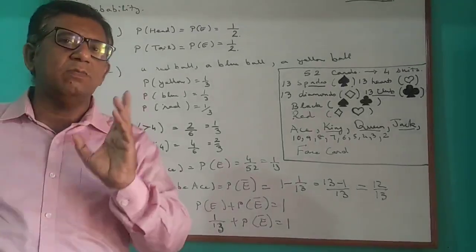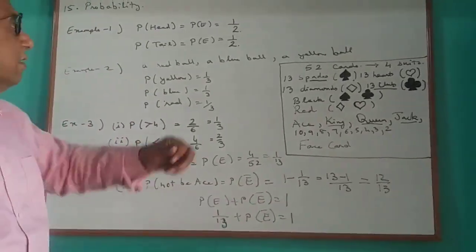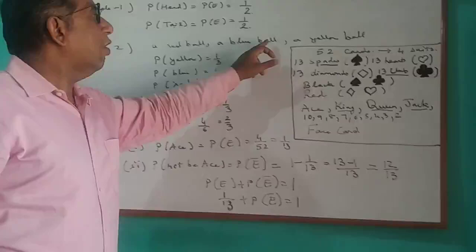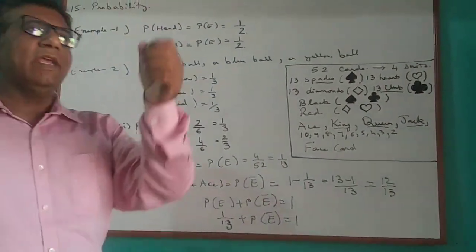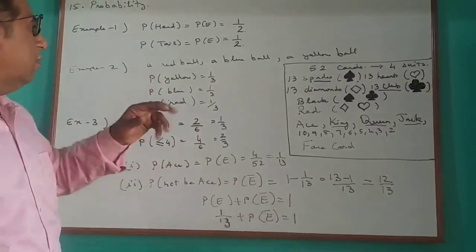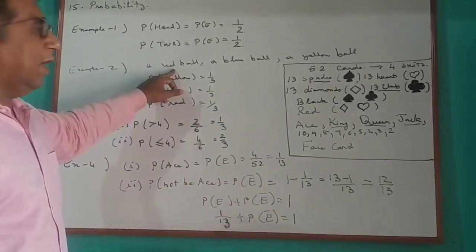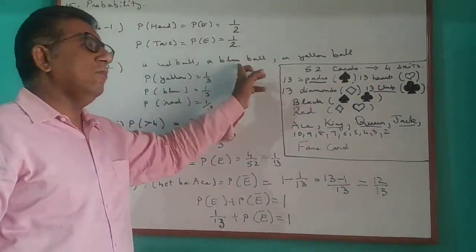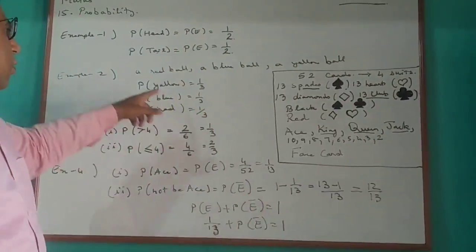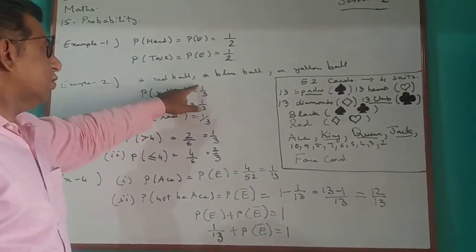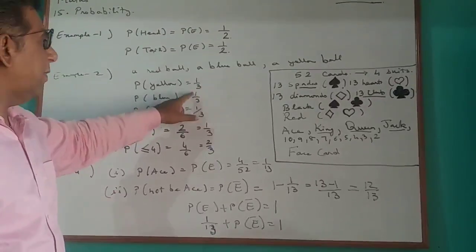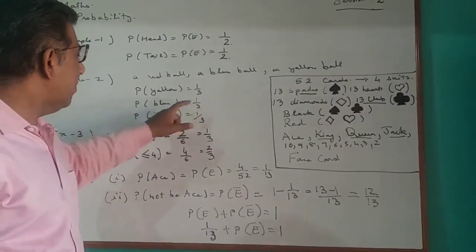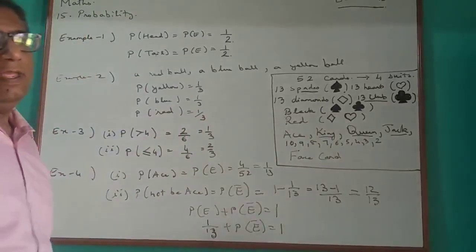Now let me first make you clear. How many balls are there? A red ball, a blue ball, a yellow ball. So what will be the total outcomes? 3. She is selecting 1. So red ball is 1, yellow ball is 1 and blue ball is also 1. So what is the probability of getting yellow? Yellow is 1, and total outcomes are 3, so 1 by 3. Same way blue will be 1 by 3, red 1 by 3.